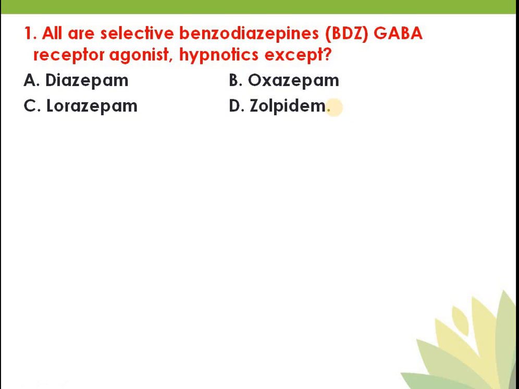How? I will explain, don't worry. In the question they are asking all are benzodiazepine derivative except, that means which one is not a benzodiazepine derivative. So zolpidem is not a benzodiazepine derivative. How? So zolpidem, they are known as Z drugs. They are new sedative hypnotic drugs. Drugs like zolpidem, zaleplon, then zopiclone. These three drugs are known as Z agents and they don't have any structural similarity to the benzodiazepines.